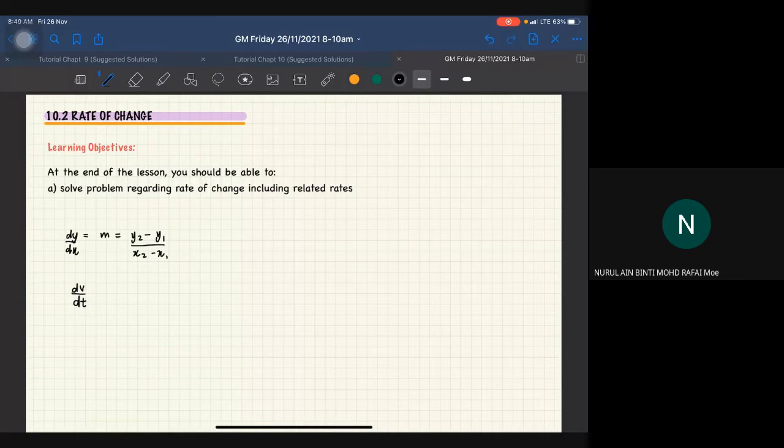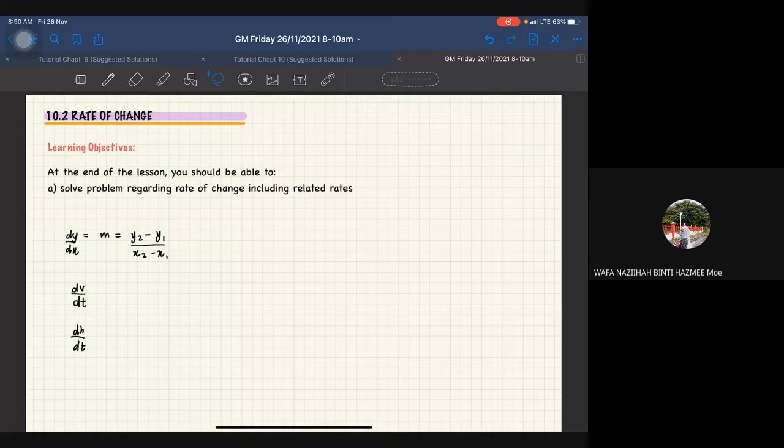dh dt apa dia? Rate of change of apa? Siapa yang teka? Anyone? Tinggi. Yes, betul, tinggi. So H kebiasaannya memang kita denote dia as height lah, tinggi sesuatu. Okay, so kalau dh dt maksudnya awak nak cari the rate of change of height, kadar perubahan ketinggian terhadap masa. Okay, so dia meningkat ke, dia berkurang ke, and berapa dia punya perubahan tu.